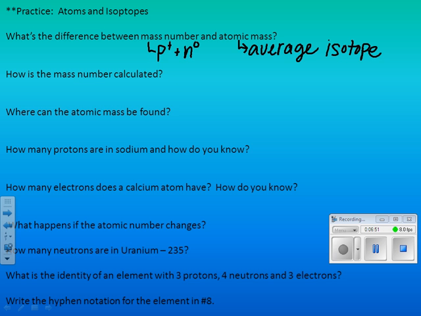How's the mass number calculated? Well, we just wrote that, protons plus neutrons. Where can the atomic mass be found? Okay, this is going to be found on your periodic table. And because it's the atomic mass, it's usually going to be the decimal number.